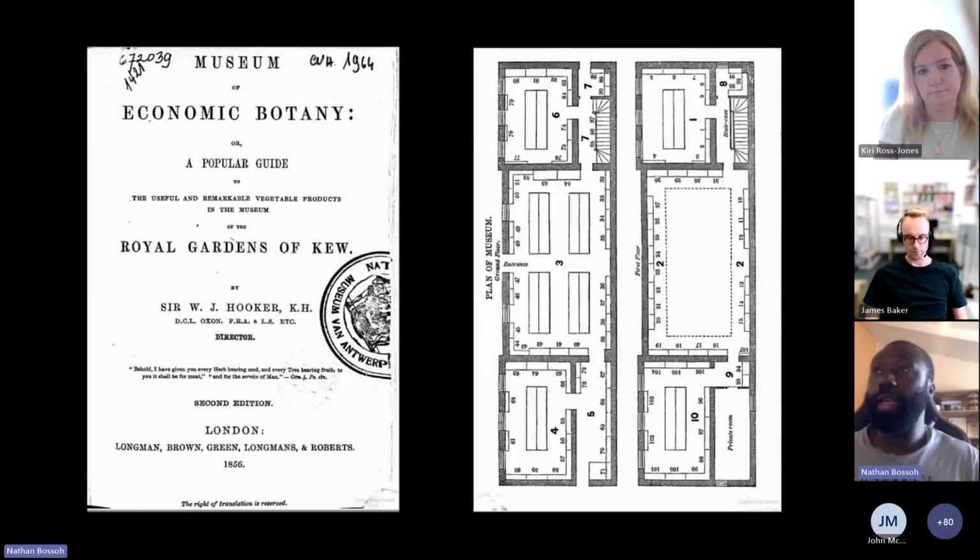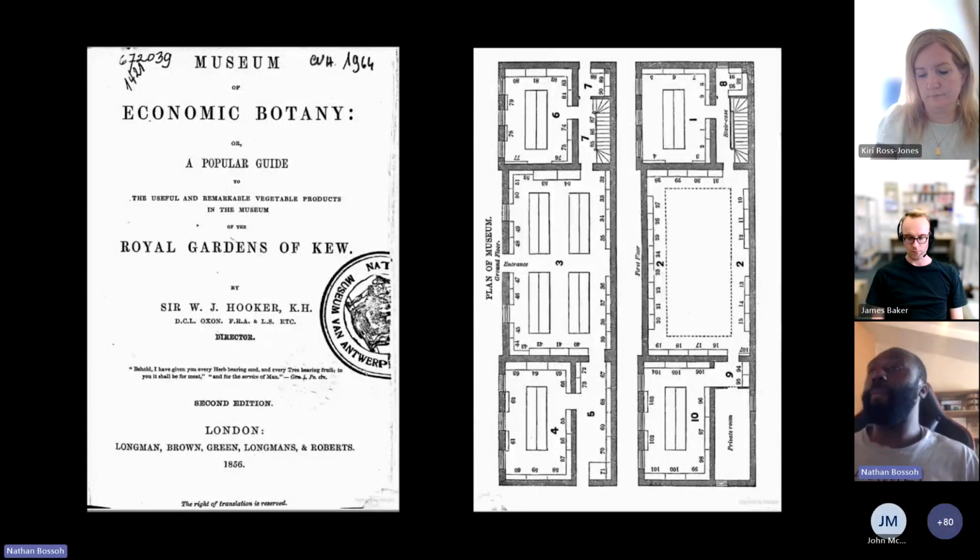For example, in the 1850s, kola nuts were being displayed in Kew Gardens Museum of Economic Botany in room 1, case number 6. The museum's guidebook notes that, quote, "The seeds have a pleasant, bitter taste and are much esteemed by the Negroes as promoting digestion. Kola nuts also prevent sleep and are used by the watchmen to keep themselves awake. Powdered kola is applied to wounds or cuts," unquote.